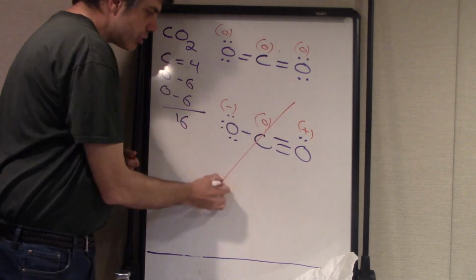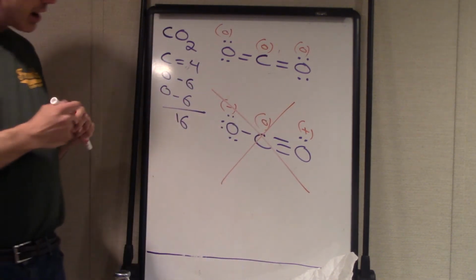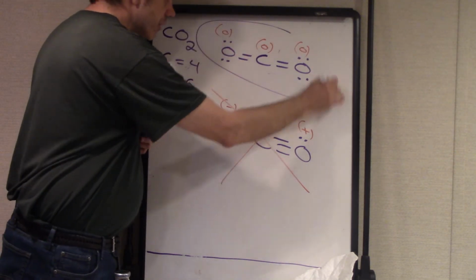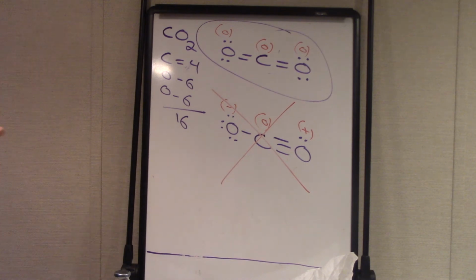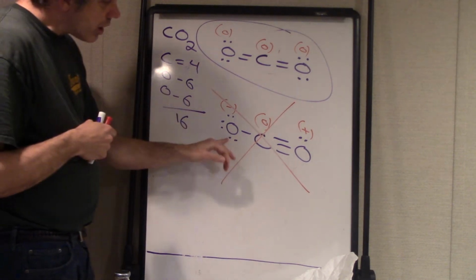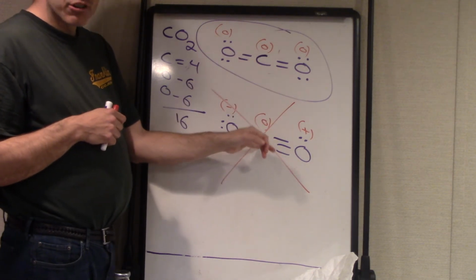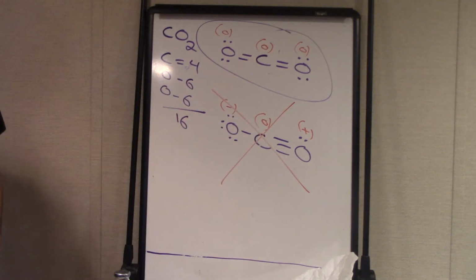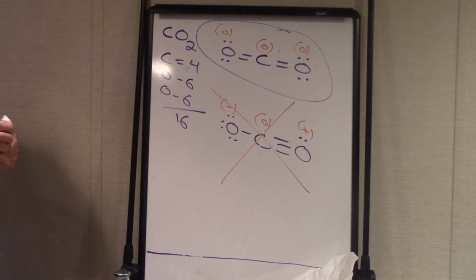That's how we're going to eliminate the bottom structure, and our real correct structure is going to be the top one. Generally, when you have two competing structures, the one with the less formal charge is going to win out over the one that actually has formal charge on things. So that's how you can use formal charge to help break a tie.